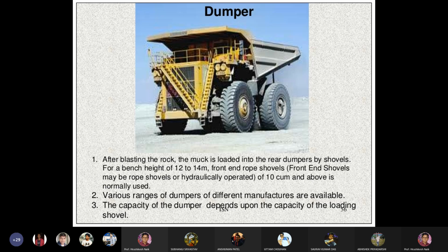For a bench height of 12 to 14 meters, front-end shovels, may be rope shovels or hydraulically operated, of 10 cubic meter and above are normally used. So various ranges of dumpers of different manufacturers are available. The capacity of the dumper depends upon the capacity of the loading shovel.